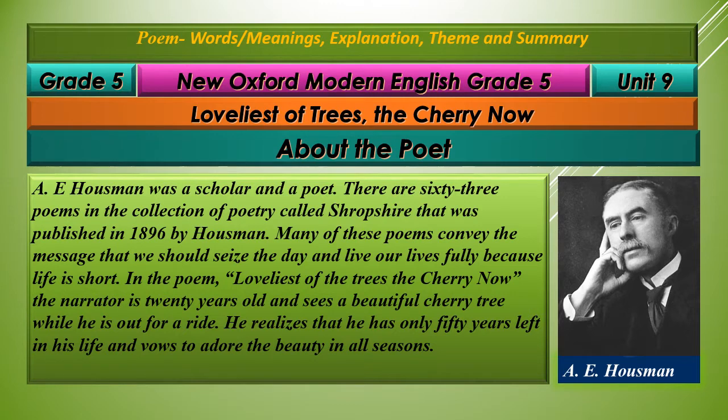In the poem, Loveliest of Trees, the Cherry Now, the narrator is 20 years old and sees a beautiful cherry tree while he was out for a ride. He realizes that he has only 50 years left in his life and vows to adore the beauty of all seasons.